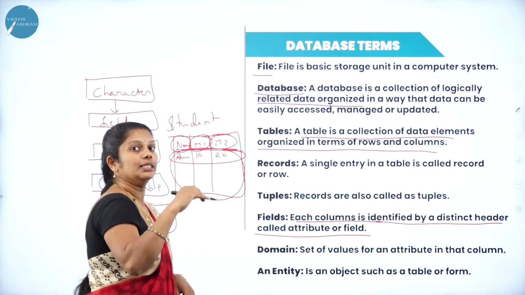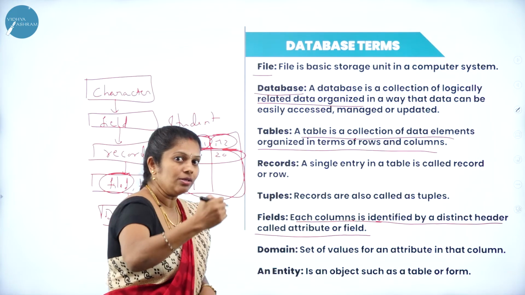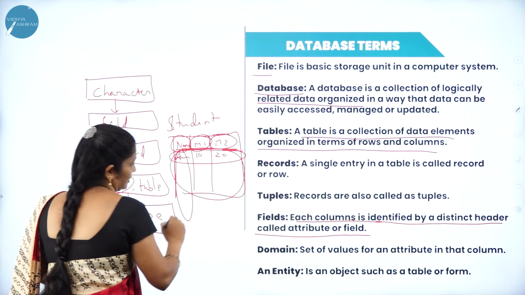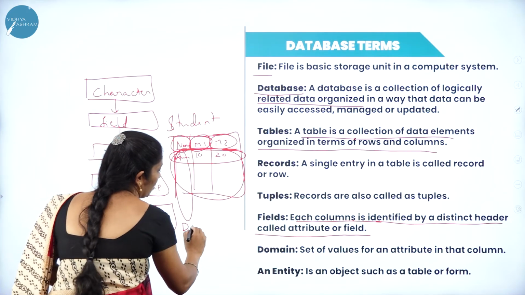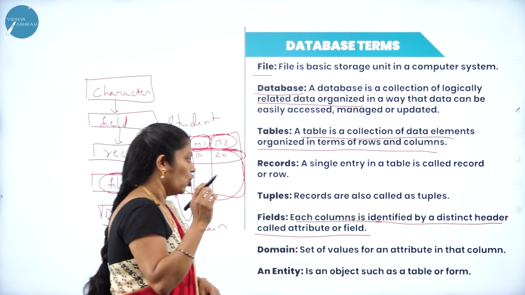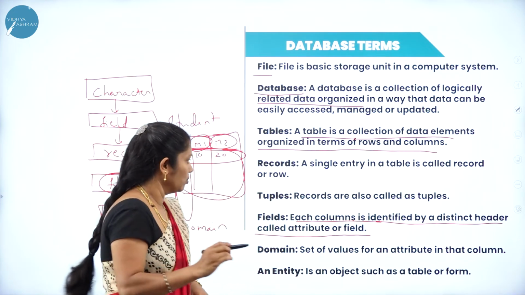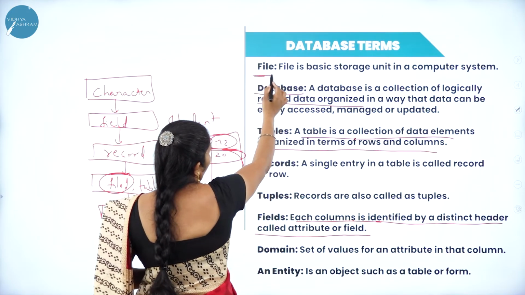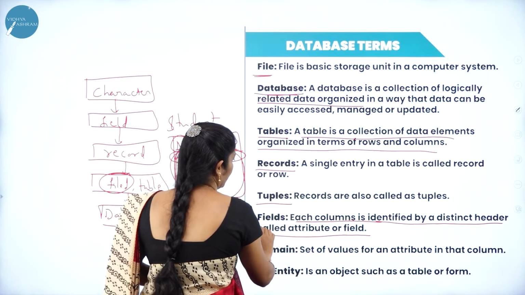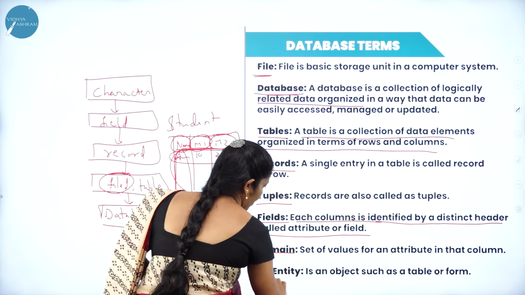Domain, what do you mean by domain? The collection of values in a single column is called a domain. This entire column of information can be called a domain. Then an entity is an object such as a table or a form. These are the few terms: file, database, tables, records, tuples, fields, domain, entity.